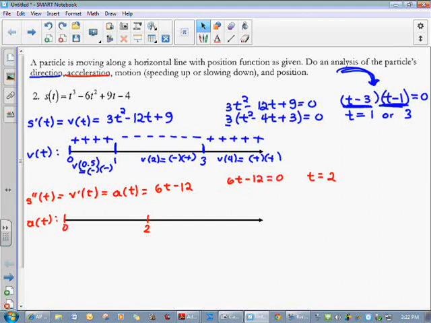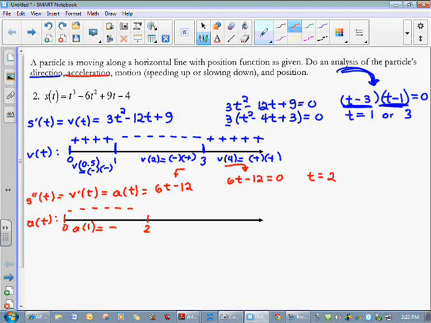And all I'm interested in knowing is, is the acceleration positive or negative? So we'll once again do some test values. A of 1 would be a great option here. Now we're going to be plugging 1 into, we could just go ahead and plug it into that expression, 6t minus 12. And if you do so, you get negative 6, which is quite the negative number, and therefore we can fill in negative signs up above the number line.